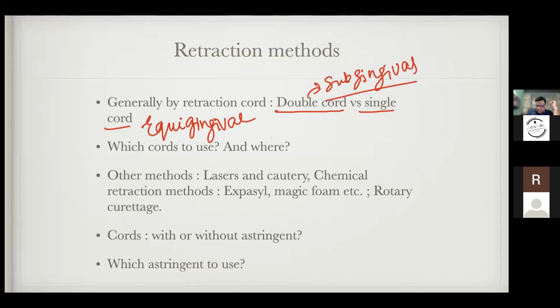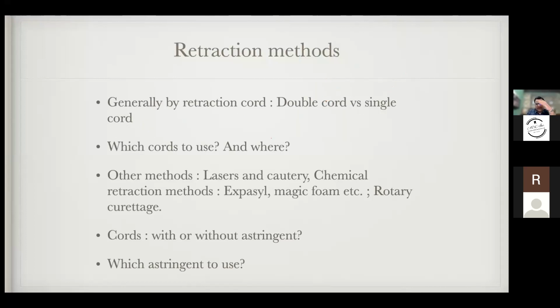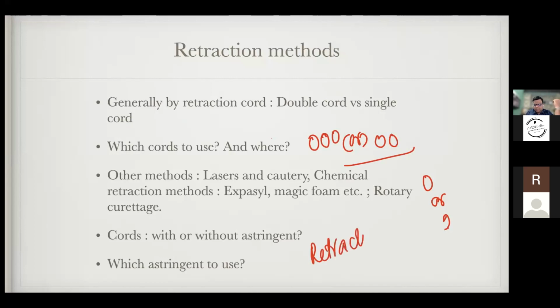Okay, so which cord to use where? It's a detailed topic, but in general, 000 or 00 will be your first cord, which will go into the sulcus. The second cord would be a 0 or 1. You will always use one cord at least. Instead of the second cord, you can look at other retraction methods like a retraction paste. Ultradent has a very good retraction paste, or you could look at other methods like Expasyl or magic foam. But all of that is only your replacement for your second cord.